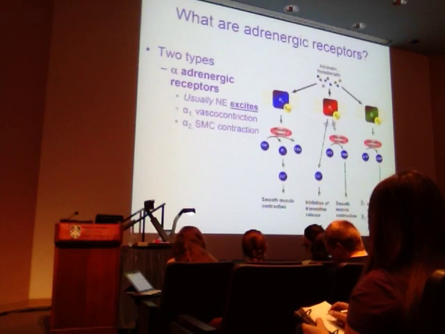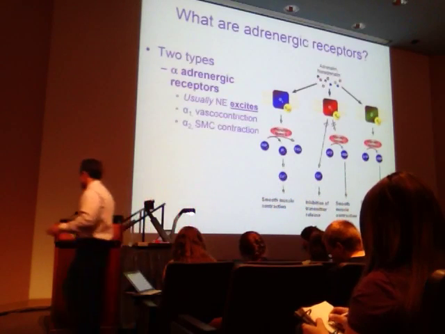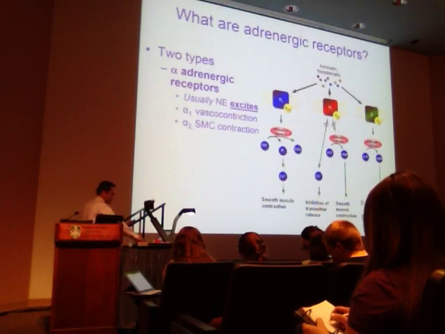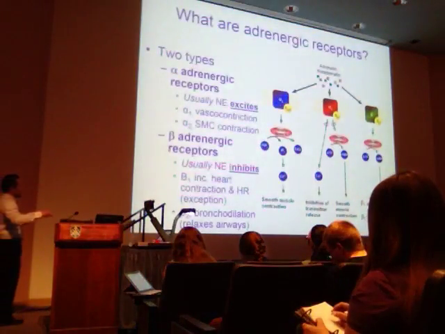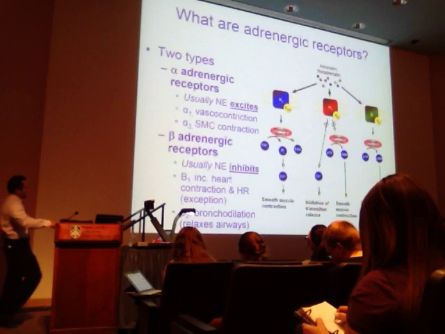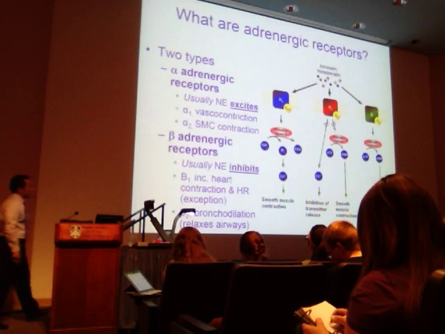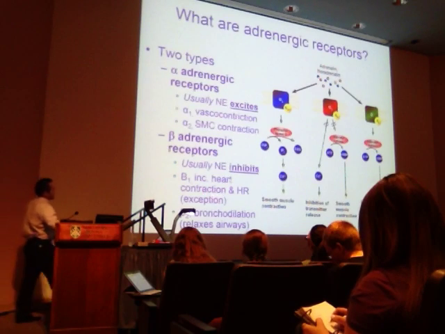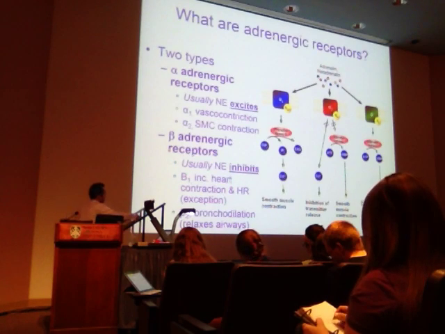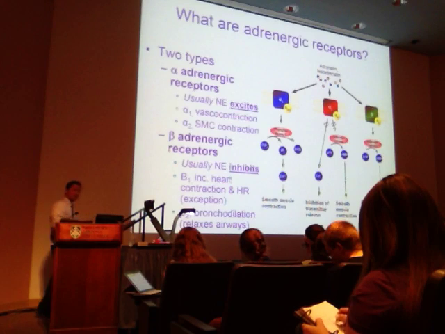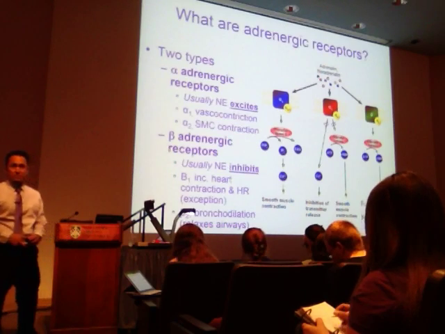Okay? Now, if we look at our third type, which is our beta subtype of adrenergic receptors, we're going to see beta 1s and beta 2s. And usually norepinephrine inhibits in the beta adrenergic type. The beta 1s have an exception. The beta 1s actually stimulate contraction of the heart instead of inhibit. But the beta 2s are actually relaxing airways and causing bronchial dilation because of relaxation of the smooth muscle.